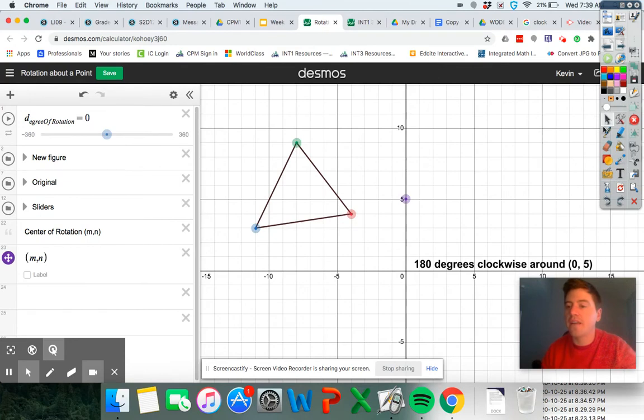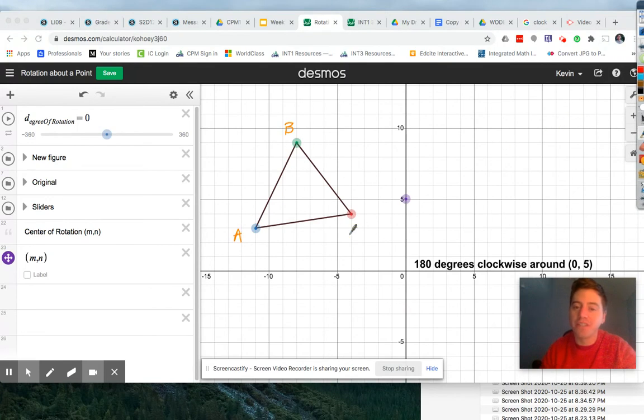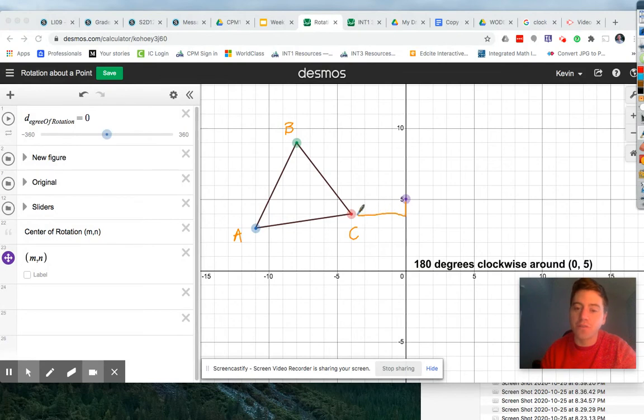All right, let's go 180 around 0, 5. This is a point that's outside the object, but it's going to be super similar to what we just did because all you're going to do is, again, pick a vertex and make your horizontal and vertical lines so that you can turn. All right, so a 90 degree turn is going to look like this, and 180 is going to look like this. 1, 2, 3, 4. 1, 2, 3, 4. And here's my C prime.